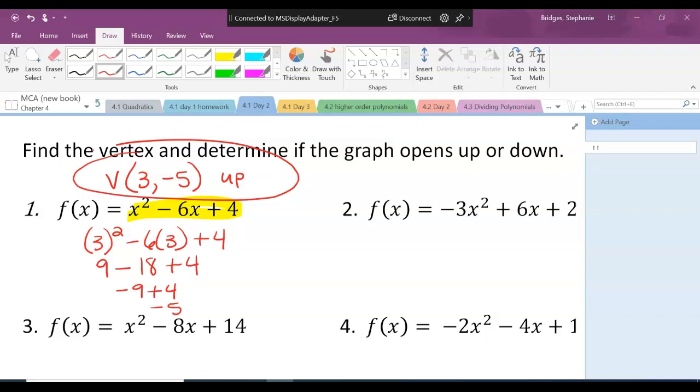Okay, start working on number 2, trying to figure out what your vertex is. That's the most important part. If you mess that up, that's going to mess up the entire graph. Negative b, or opposite of b, over 2 times a.